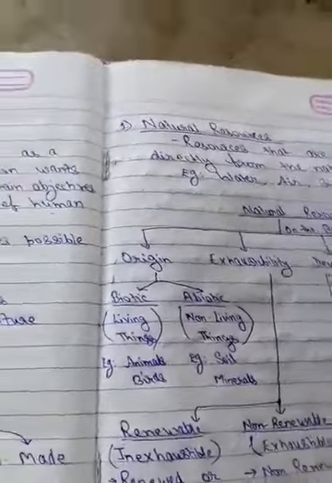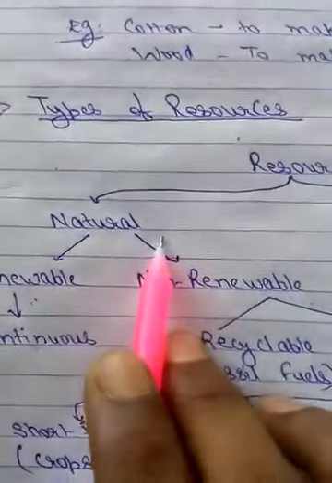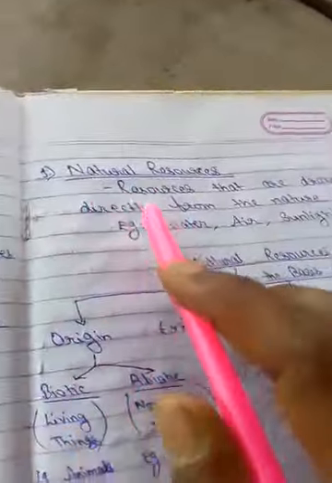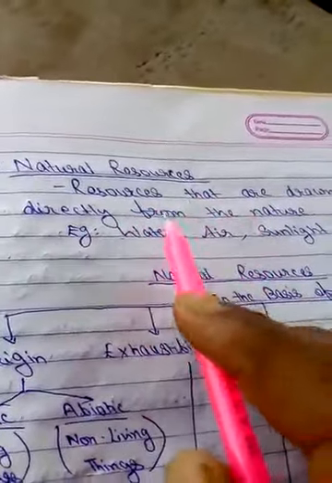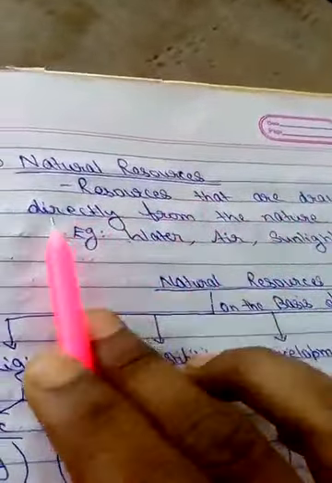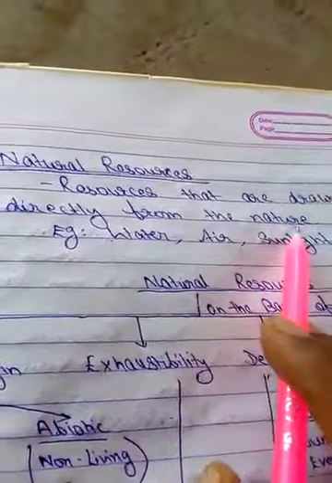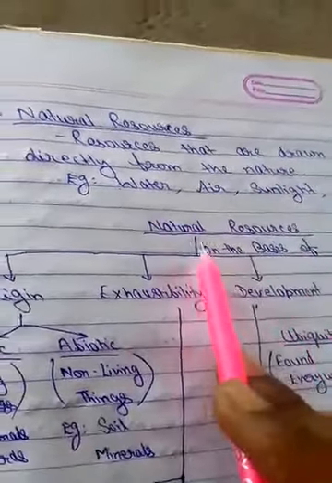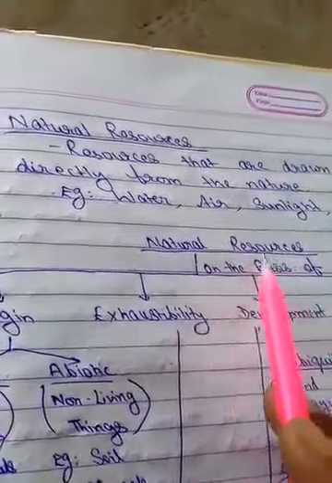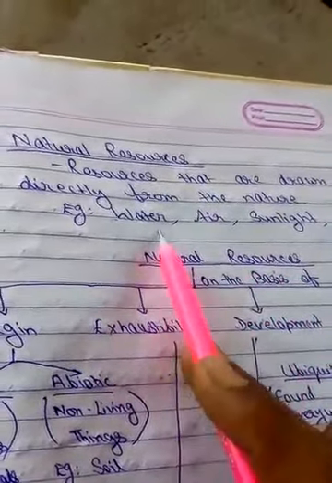Now, first we take natural resources. Earlier I said natural resources are those drawn directly from nature: water, air, sunlight. Now, you know, it's so easy.